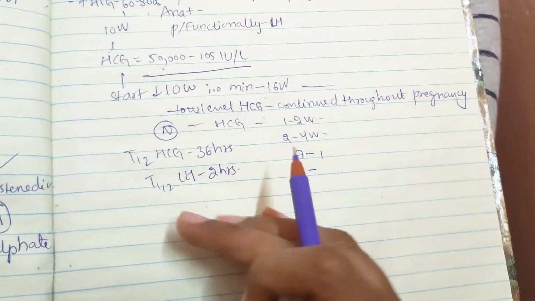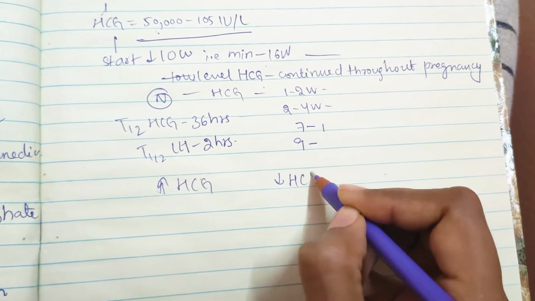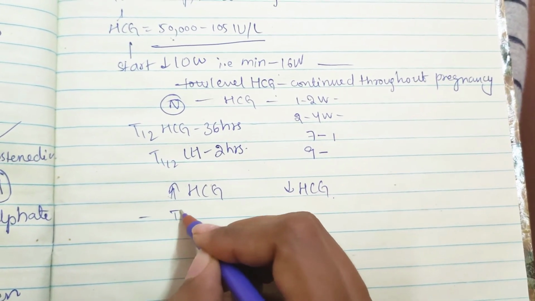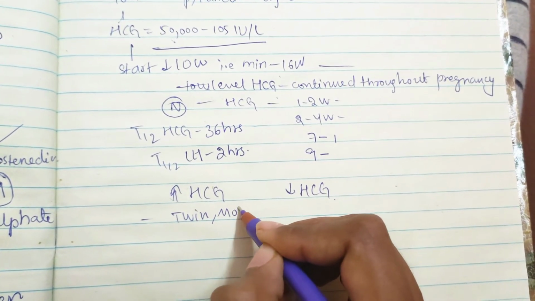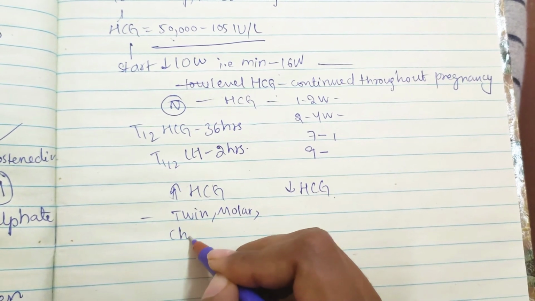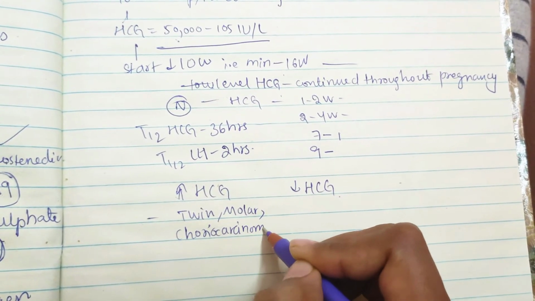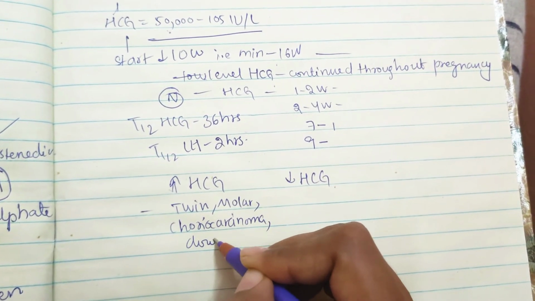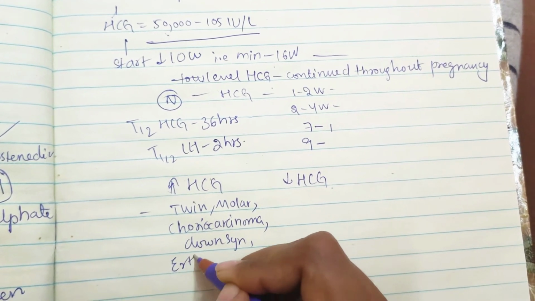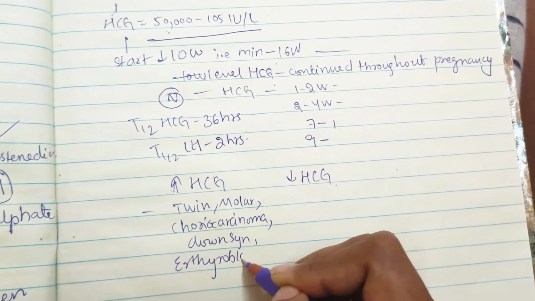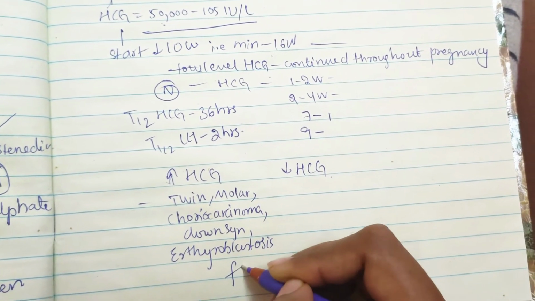So now let us see in what cases there is increased HCG and in what cases there is decreased HCG. HCG is mainly increased in twin pregnancy, in molar pregnancy, in choriocarcinoma, and also in Down syndrome. And you can see it in erythroblastosis fetalis. So in erythroblastosis fetalis, you can see the HCG level is increased.